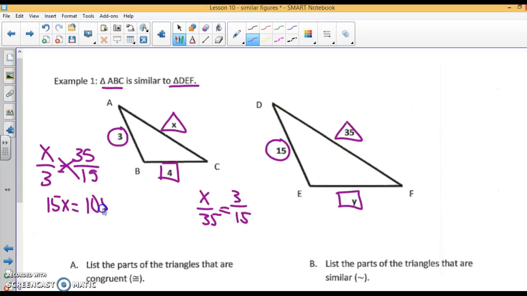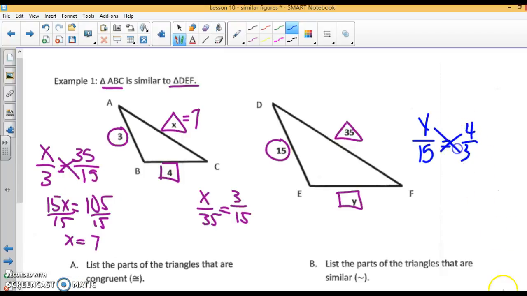How do I solve this? Now I'll use a proportion to solve for Y. So, to solve for Y, I'll go from this triangle over here. So, Y over 15 equals, what's the matching or the corresponding part? 4 over 3.